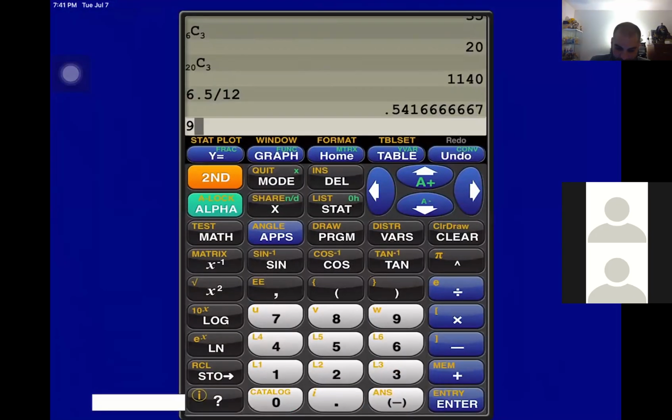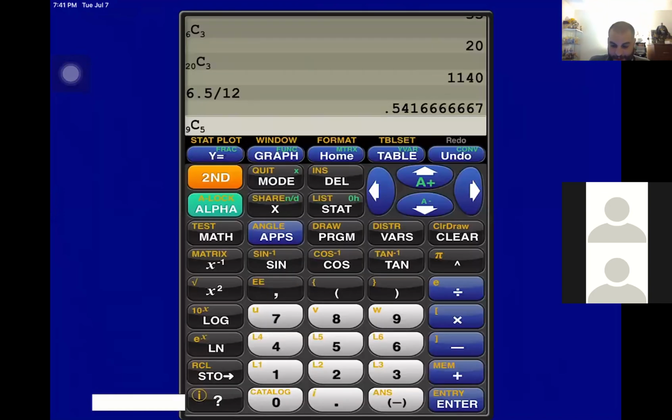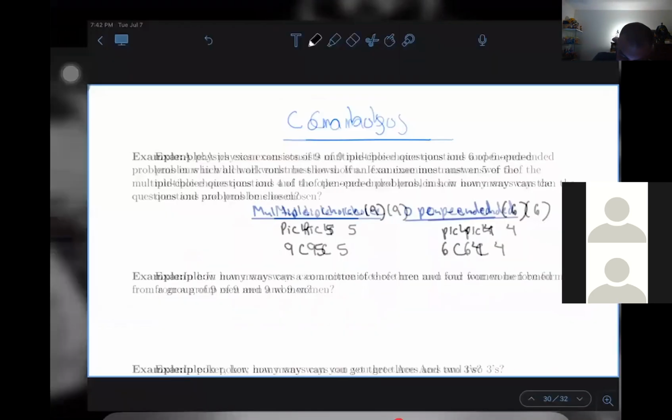So let's say 9 C 5. So for the multiple choice, there are 126 different combinations that I could choose from. Depending on which 5 I choose, it's telling me there are 126 different ways that I could choose 5 questions. So you get 126.